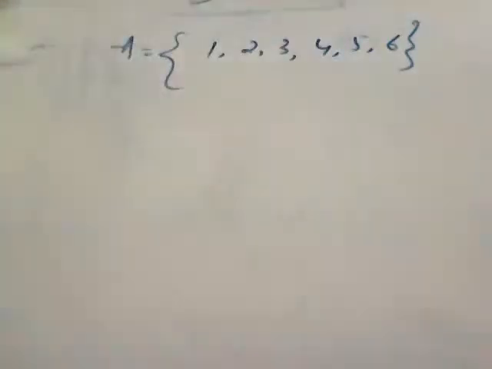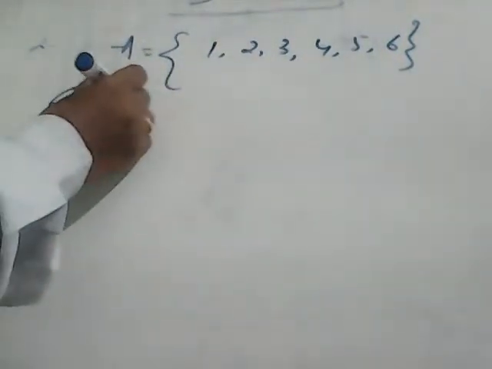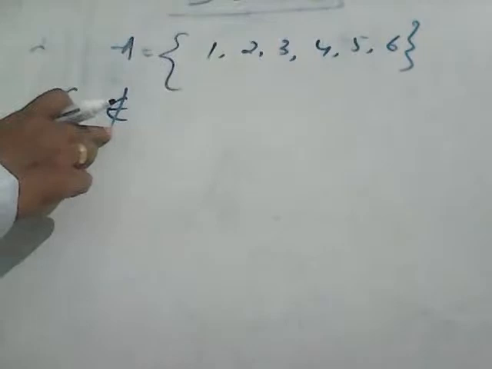In question number 2, a set is given, A. The elements are 1, 2, 3, 4, 5, 6. Insert the appropriate symbol, belongs to and does not belong to, in the blank spaces. You have to use belongs to and does not belong to. These are the two symbols. Is an element of, it is not an element of.